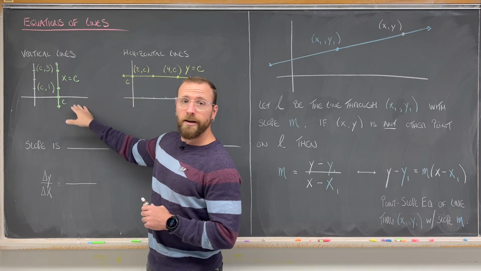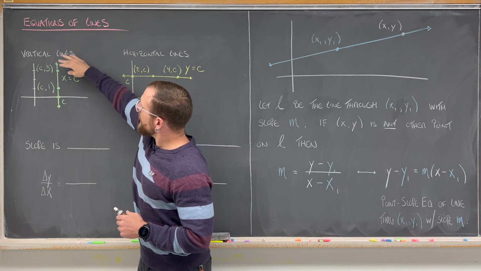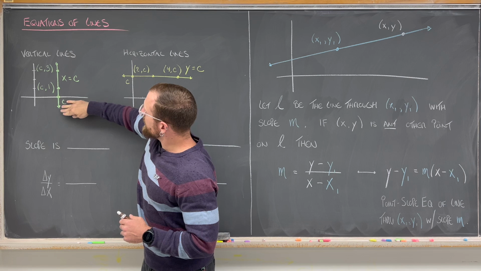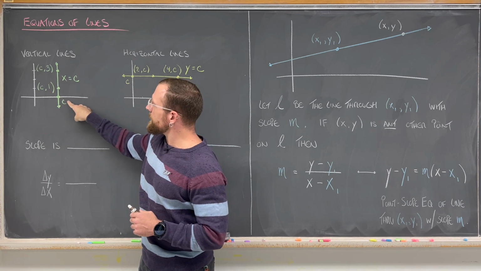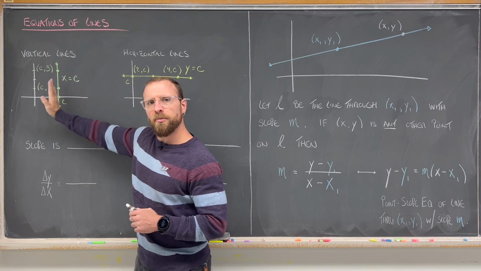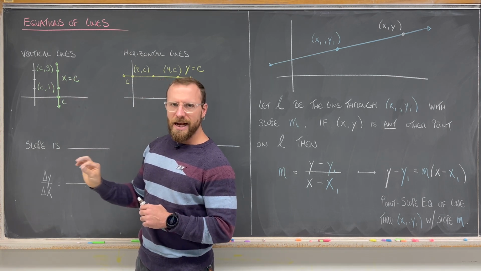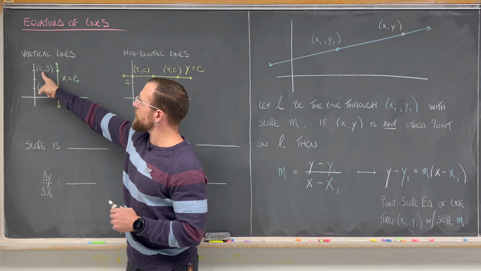A vertical line, here's one. A vertical line has a very simple equation. If you just think about what points would be on this line, well, since it's vertical, all of the points on this line have the exact same x coordinate. So I'm saying the x coordinate is c.